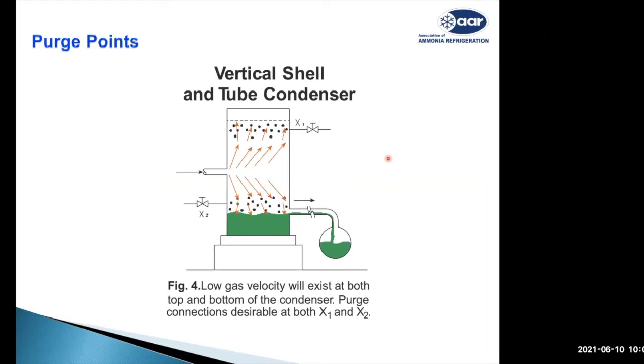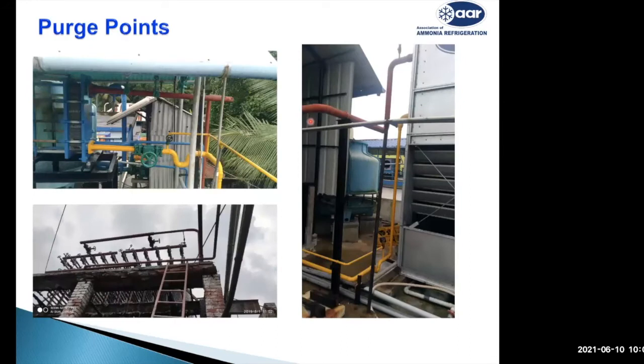Vertical shell and tube condensers are not very popular now, but once upon a time they were very useful. So when you have liquid coming in, this point is where you have more air, and liquid is drained at the bottom. So you take this point at the outlet at the top of the condenser, because your liquid is collecting at the bottom. These are some of the examples where installation purge points are shown.